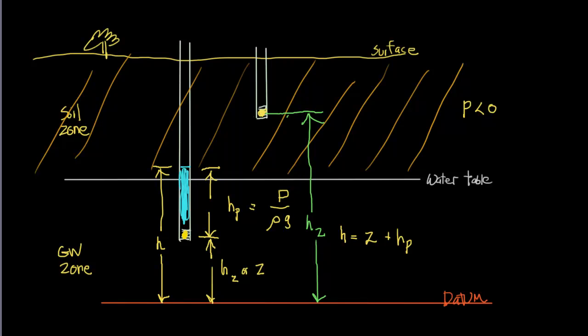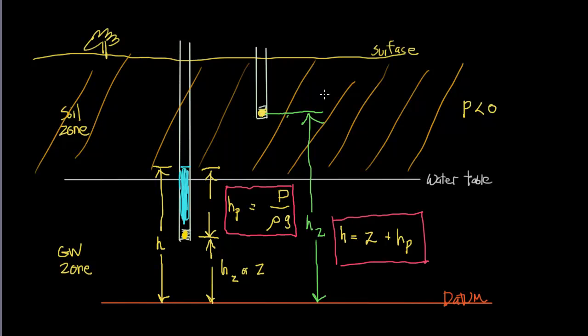This is still true, that the head is equal to Z plus HP. And it's still also true that the pressure head is equal to P over rho g. It's just that the pressure now here is negative, and as such, it doesn't reveal itself as something that's easily measured. Now, under these conditions, what we do is we sort of redefine what we call the pressure head.